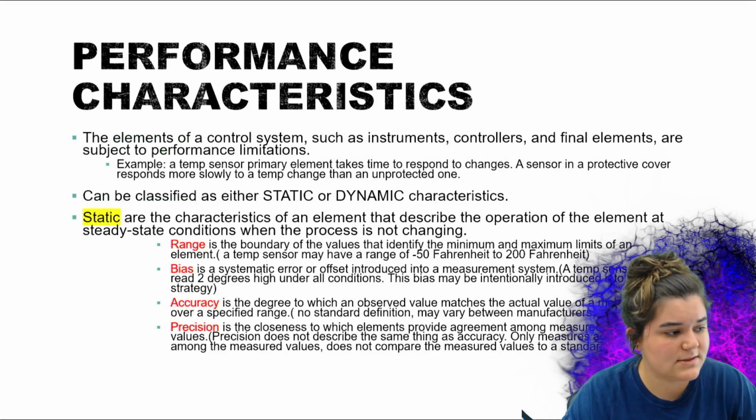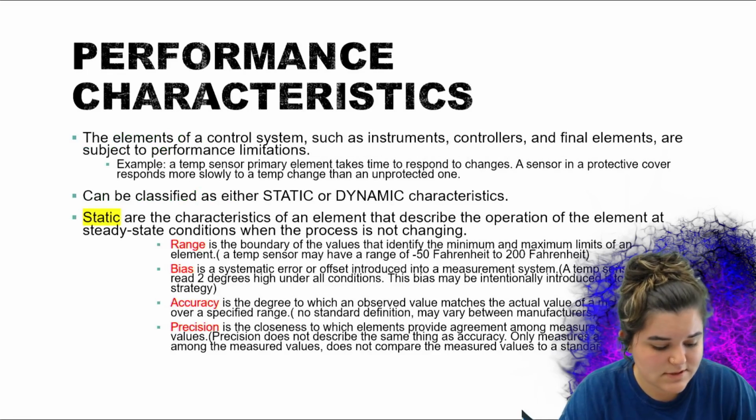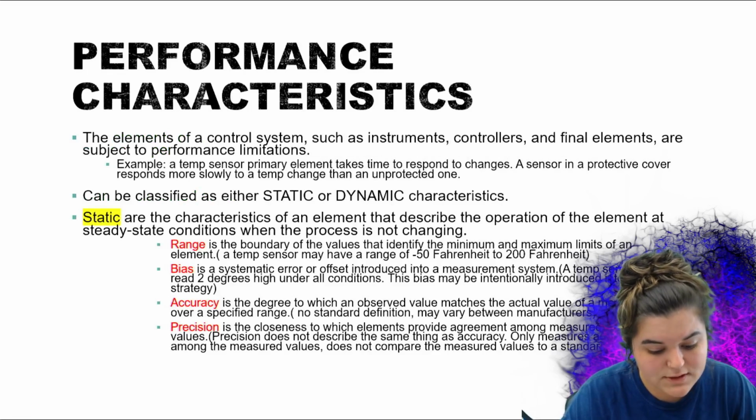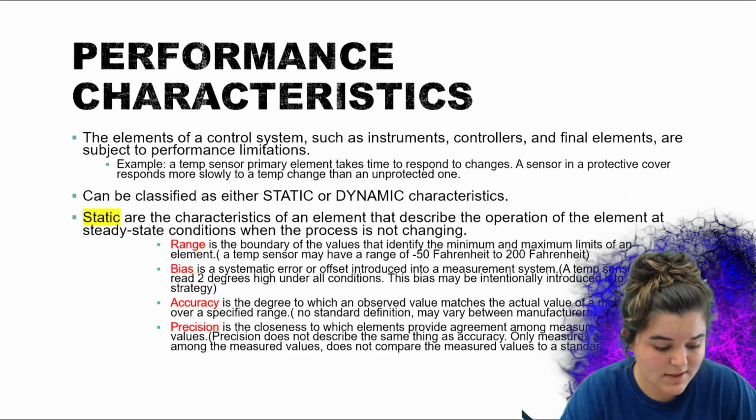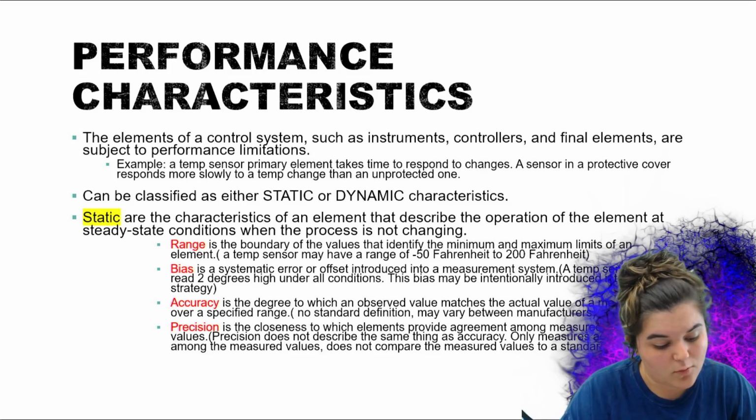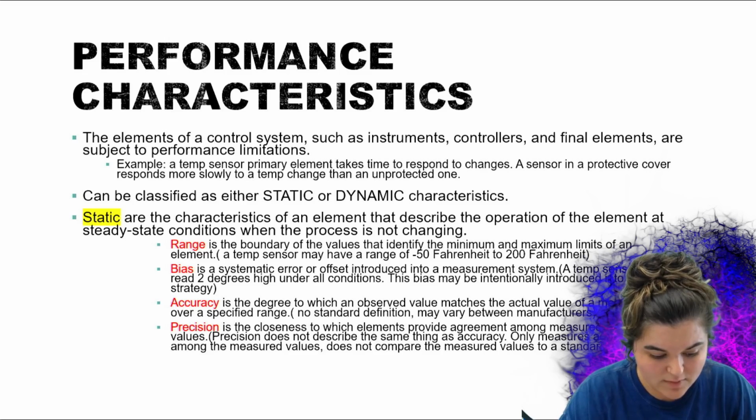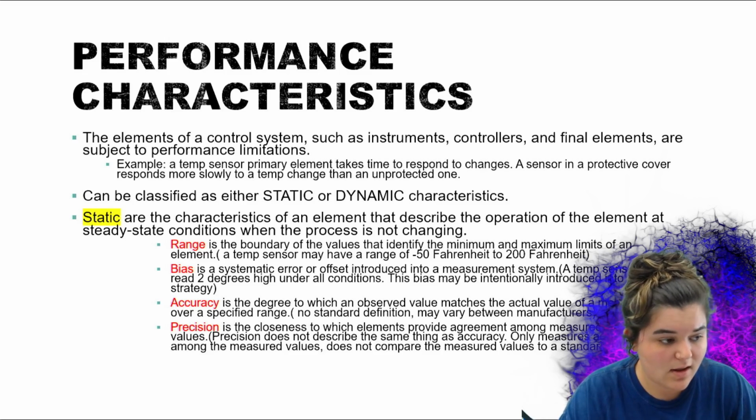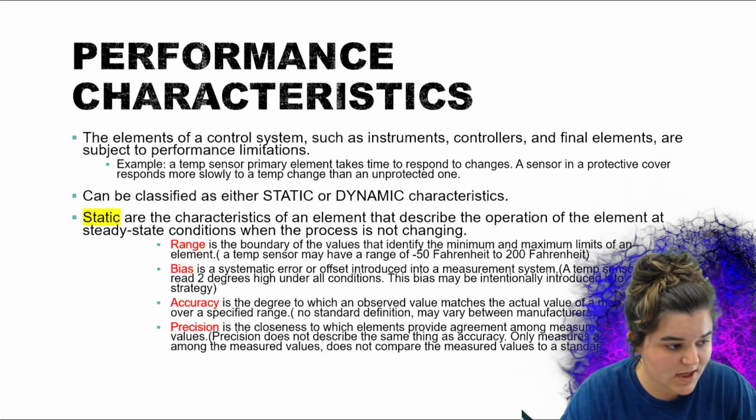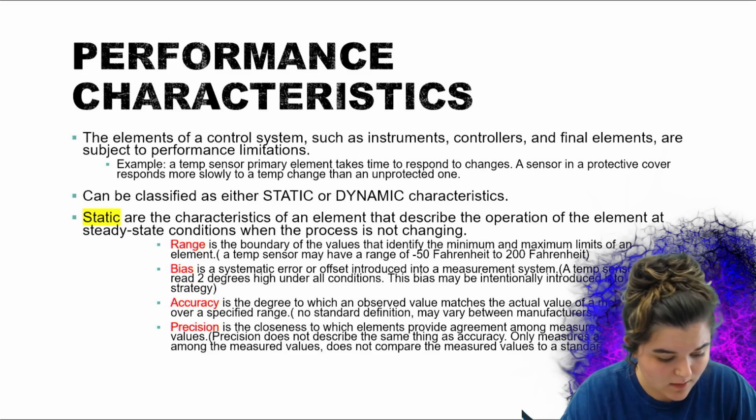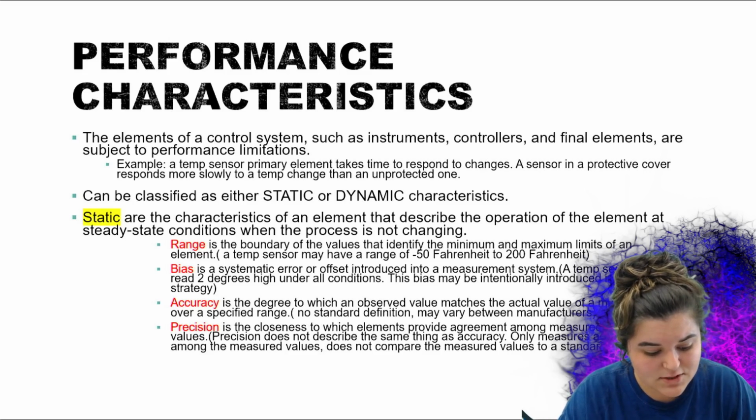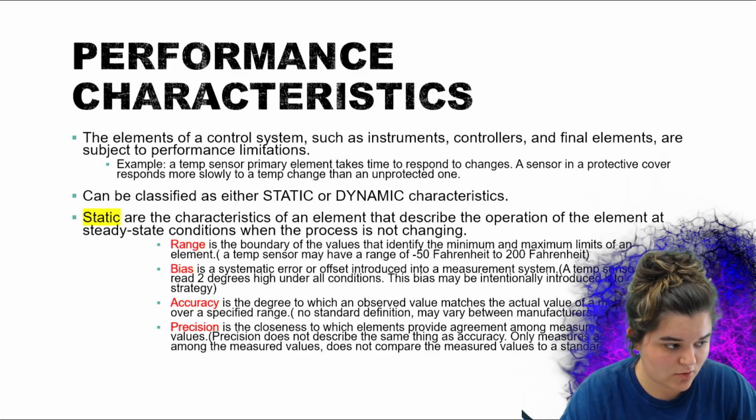Performance characteristics. The elements of a control system, such as instruments, controllers, and final elements, are subject to performance limitations. Example, a temp sensor primary element takes time to respond to changes. A sensor and a protective cover responds more slowly to a temp change than an unprotected one. They can be classified as either static or dynamic characteristics.